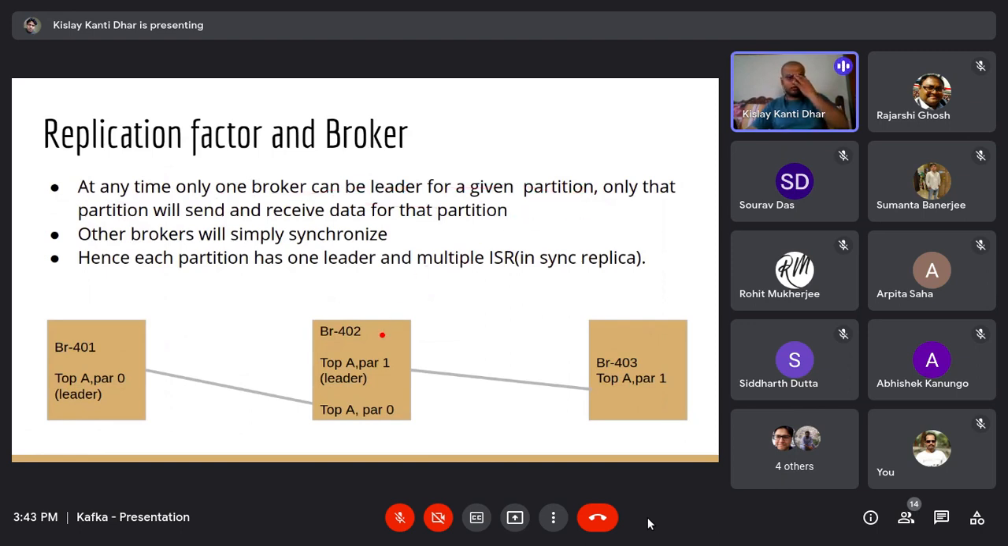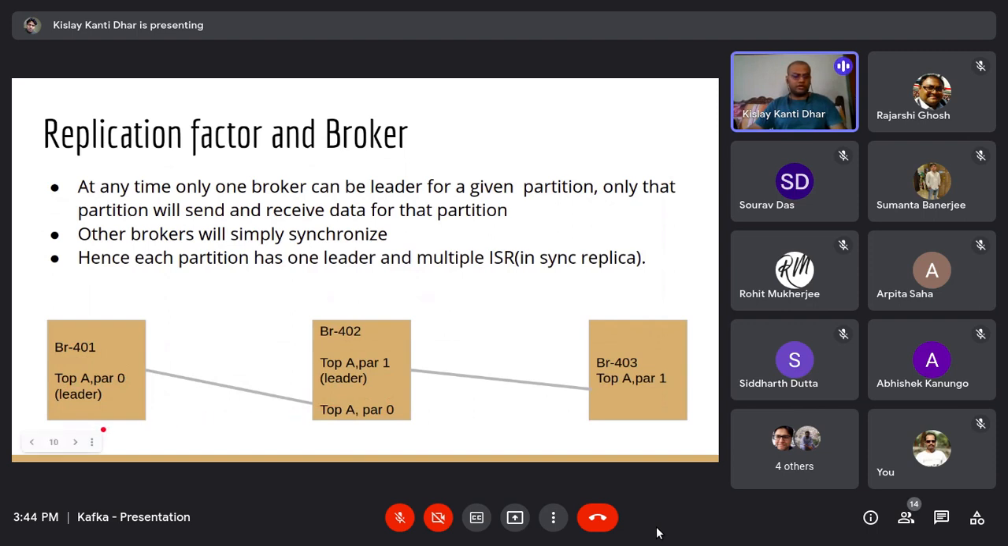One more thing, and this one is important. What happens is you are putting a message in a topic with some partition. Suppose there are three brokers, three servers. At a time, there will be one leader for a partition, and the others will be followers. So if you see here, topic A partition 0, this becomes the leader and this becomes the follower.